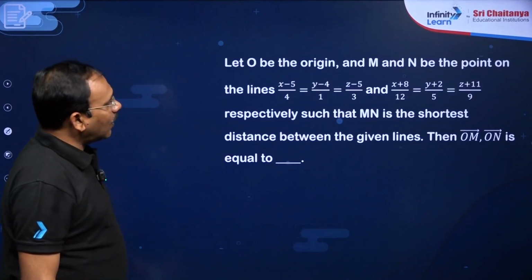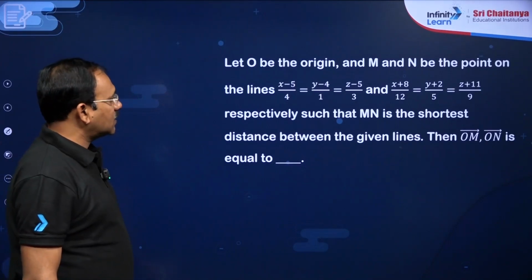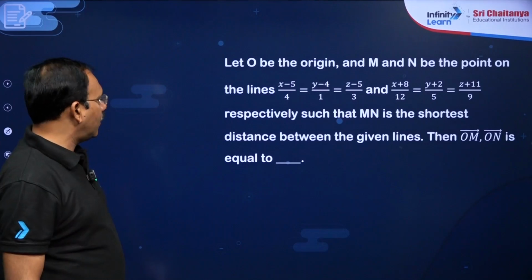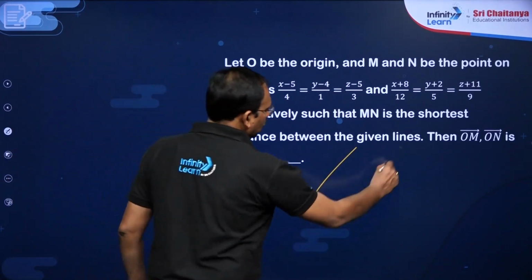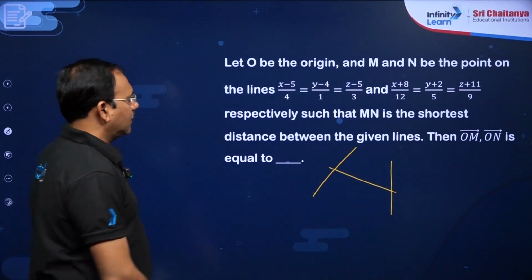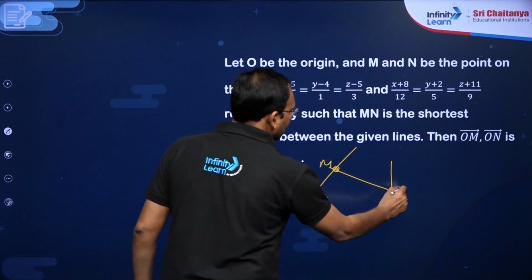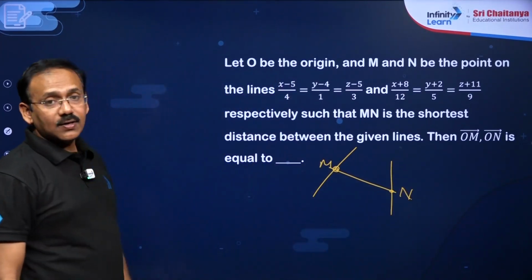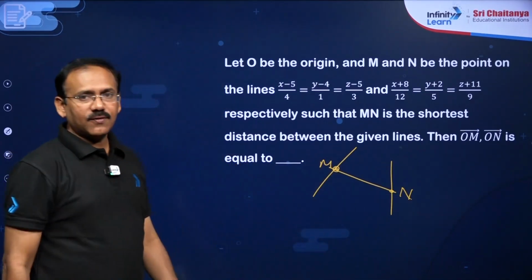Next, let O be the origin, and M and N be the points on the lines respectively such that MN is the shortest distance between the given lines. Then OM bar, ON bar is asked. You see, these are two lines, and O is the origin somewhere. So OM bar means the position vectors of M and N are being asked. Can you find how to find the foot of this vector of shortest distance, my dear friends?